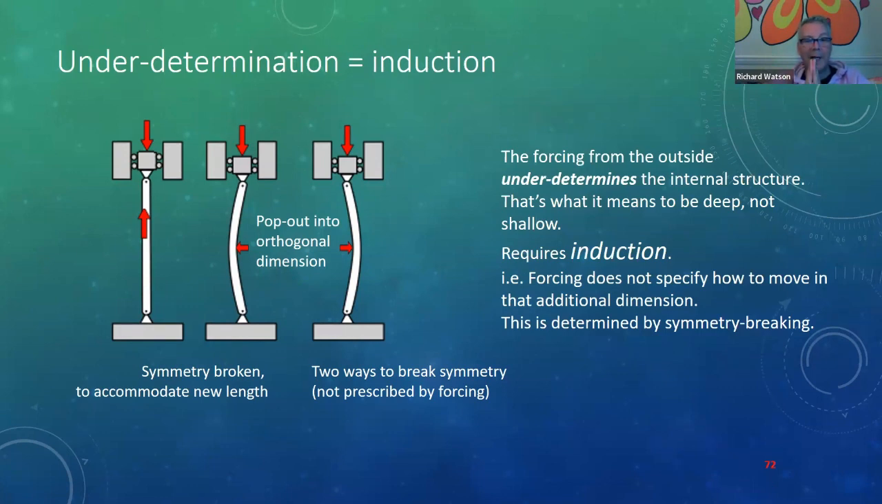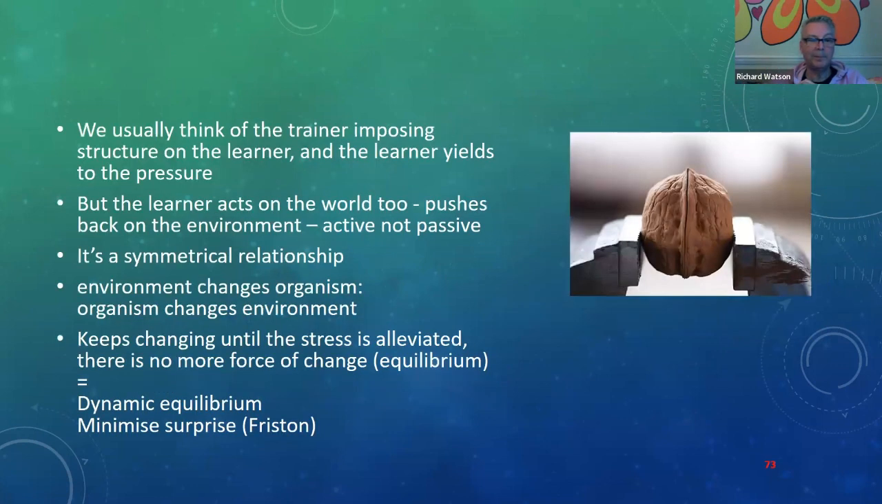The forcing from the outside underdetermines the internal structure. That's what it means to be a deep learning process rather than shallow. And that requires induction, meaning that the forcing doesn't specify how to move in that additional dimension. The internal dimensions are determined by internal symmetry breaking.